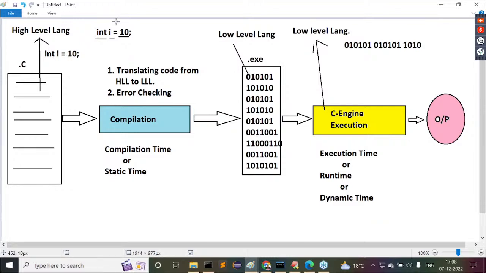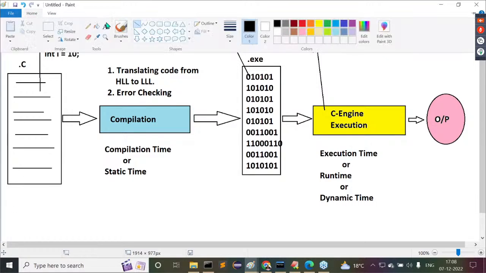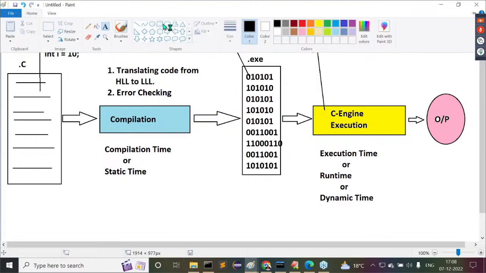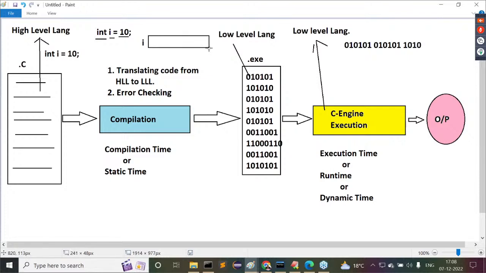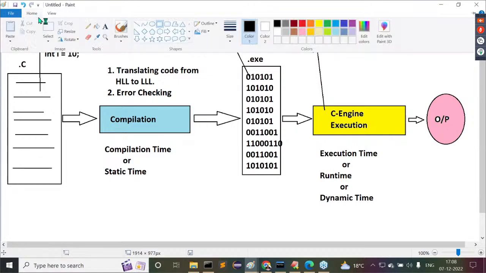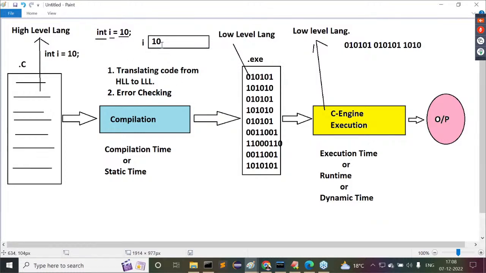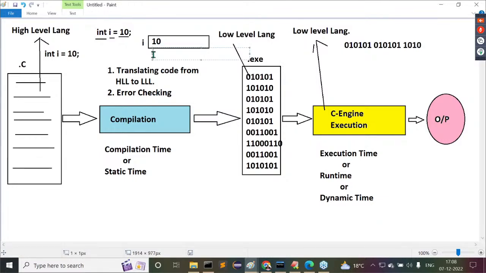Now tell me, memory must be required for storing that integer data or not? So in the case of the C programming language, i is a variable here. For that variable we have memory. Inside this memory, the data 10 value will be stored. So it means memory must be allocated for the variables in programming languages. Am I right or not?